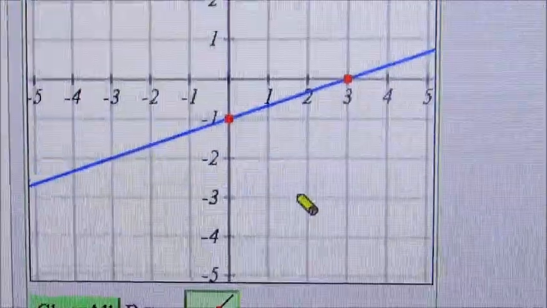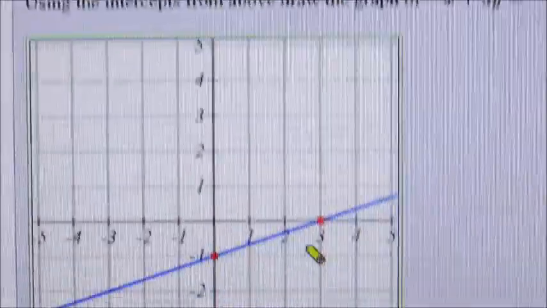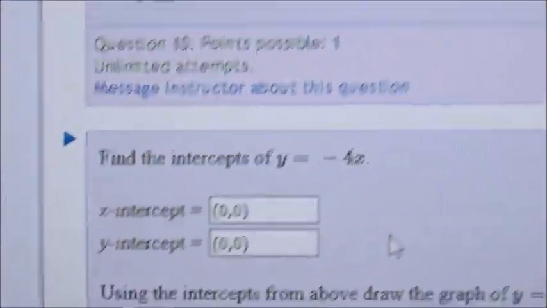and hit submit, and we got all of that correct. Okay, so you'll have a few of those. Now here's one that's a little bit different.